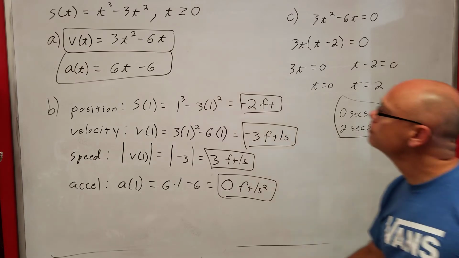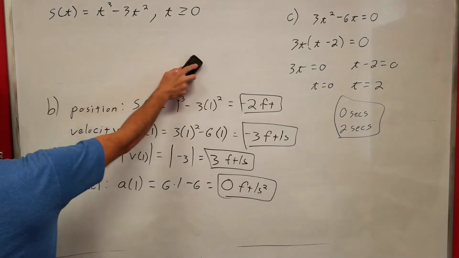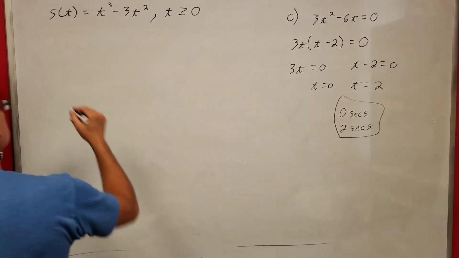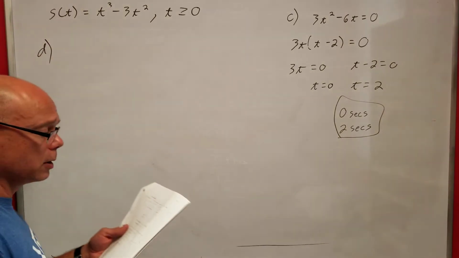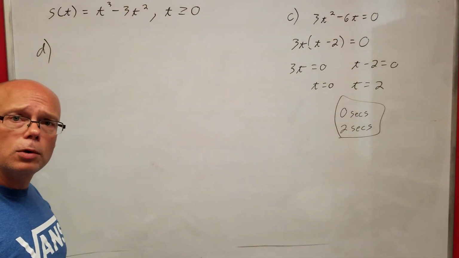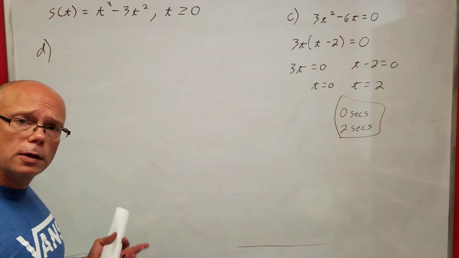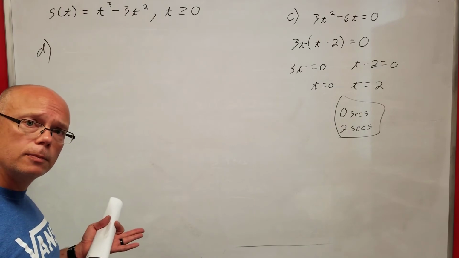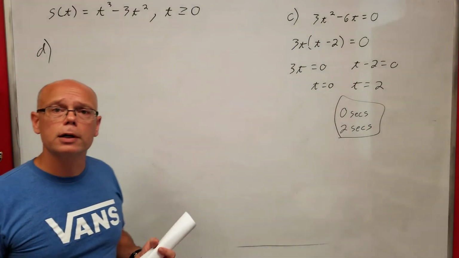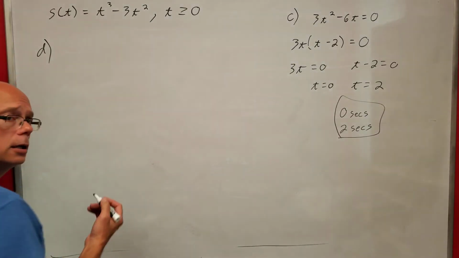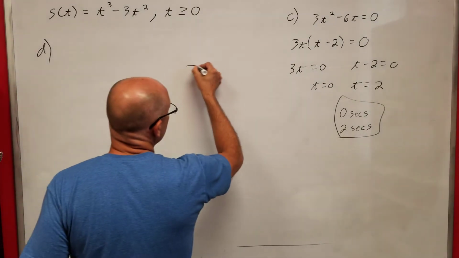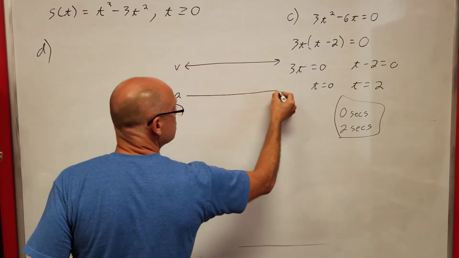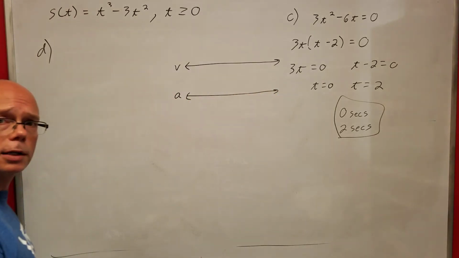Let's see, D. D is in dog. Erase all this, give myself some room. Then they ask, when is the particle speeding up, and when is it slowing down? So what do I look at? When the signs of velocity and acceleration are the same, it's speeding up. When the signs of velocity and acceleration are different, it's slowing down. So take your velocity function and draw a number line with it. Then take the acceleration function, draw a number line with it, and see where they're positive and where they're negative.